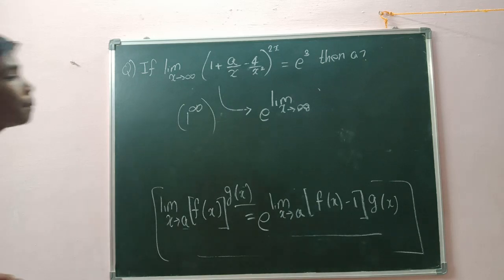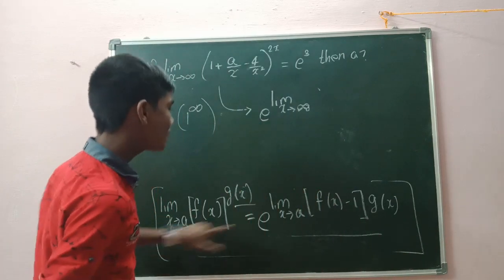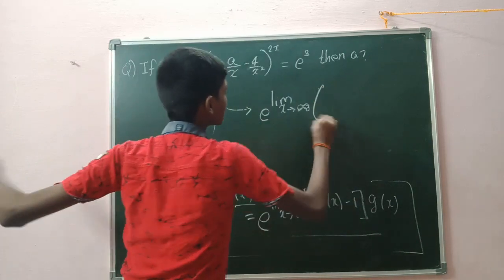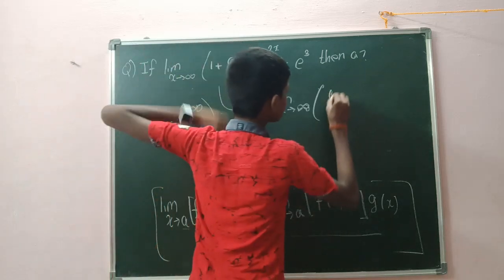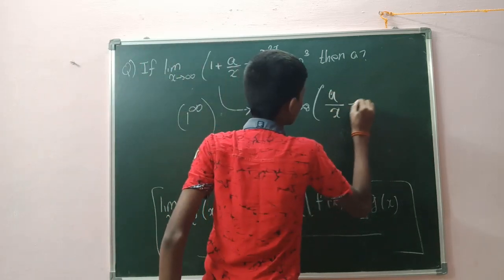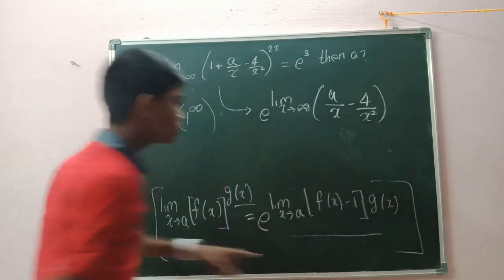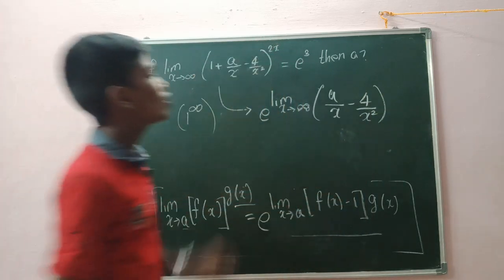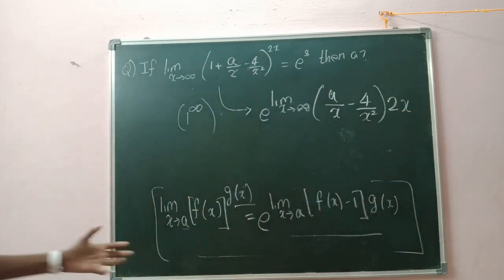Okay, so e power limit of x tends to infinity of f of x minus 1, that is your base minus 1. When you subtract 1 from this base, you will get a by x minus 4 by x square, correct na? Then times your power, times of your 2x. I hope you guys understand what I am trying to do here.